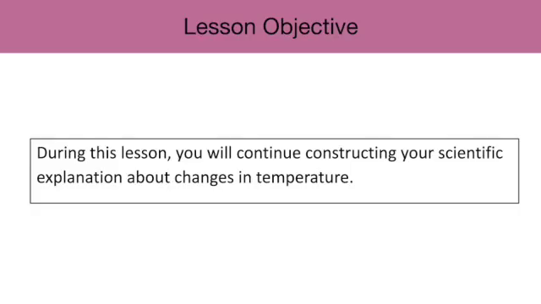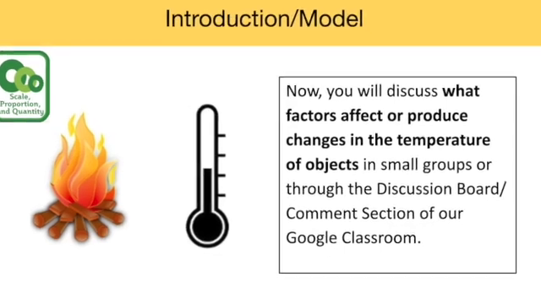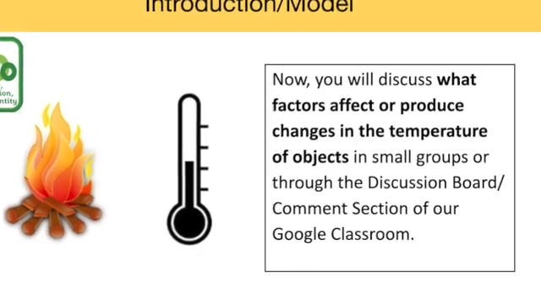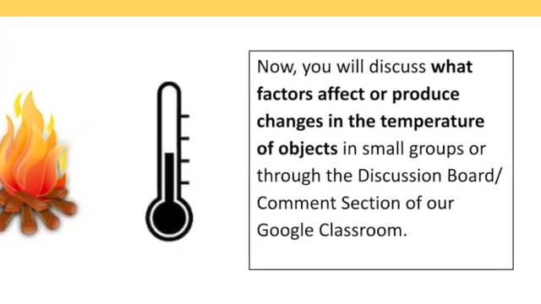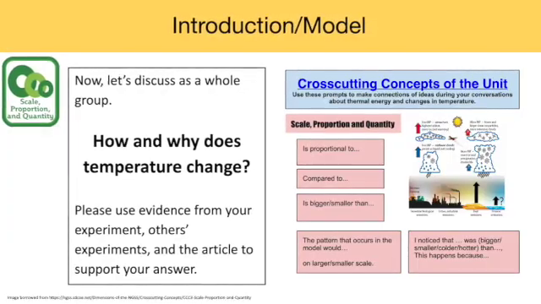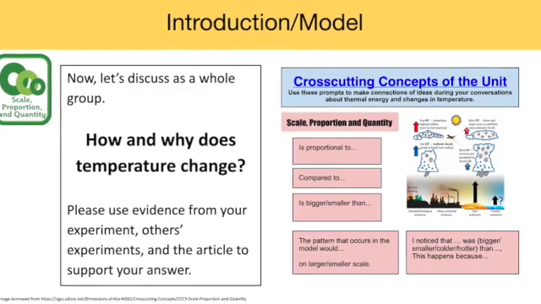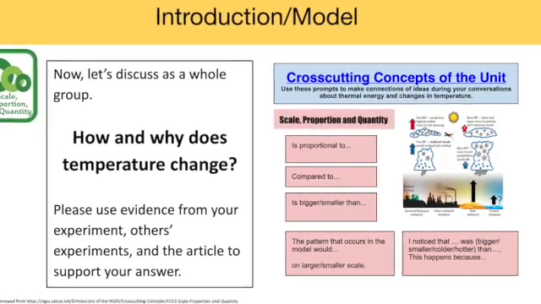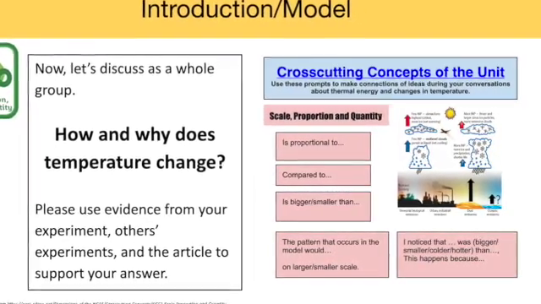On day 42, students will continue in the explain phase by revising their scientific conclusions based on their experiments. In small groups, students will discuss what they discovered through experimentation about what factors affect or cause changes in temperature. As a class, discuss how and why temperature changes. Encourage students to provide concrete evidence from their own experiments and from each other's experiments.